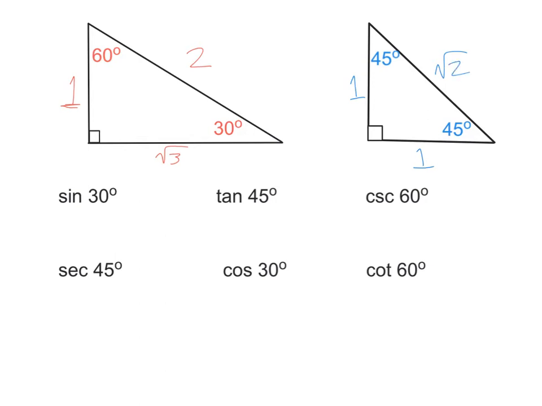So, first of all, sine of 30 degrees. We're going to fill in that ratio. Well, 30 degrees occurs in our 30, 60, 90 triangle, so we know the sine ratio is opposite over hypotenuse, so it's going to be 1 over 2. Tangent of 45. Well, the 45 degree angle shows up here, so tangent is opposite over adjacent. It doesn't matter which 45 degree angle you choose here, they're both going to give you the same answer, so opposite is 1 over adjacent is 1. So the tangent of 45 is 1 over 1, or just 1.